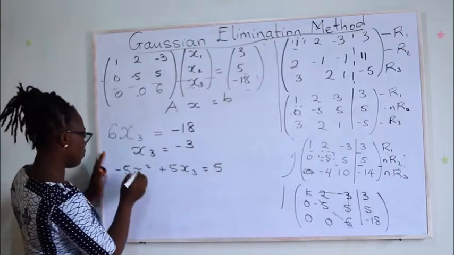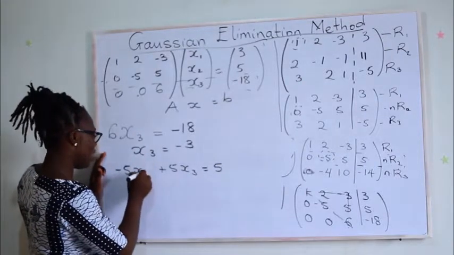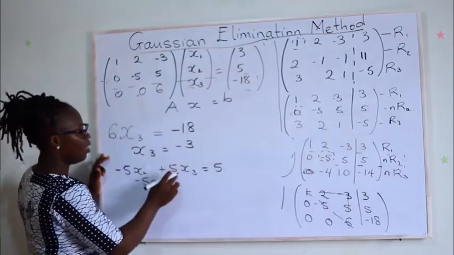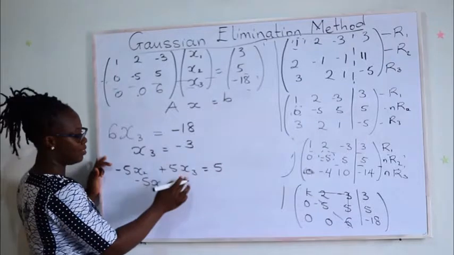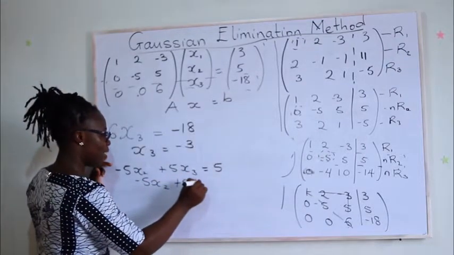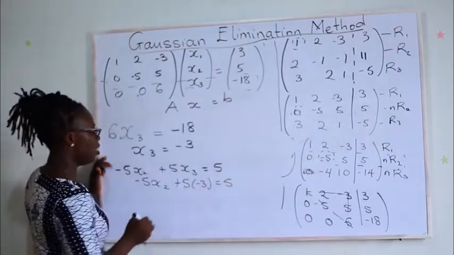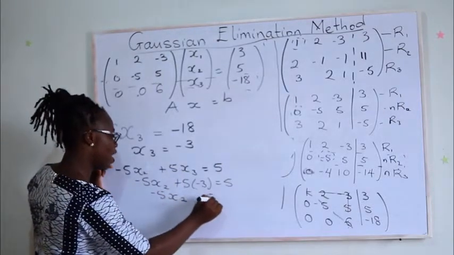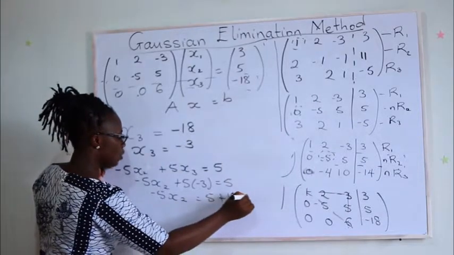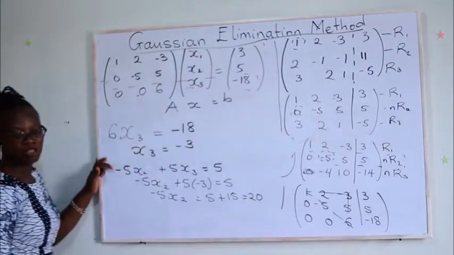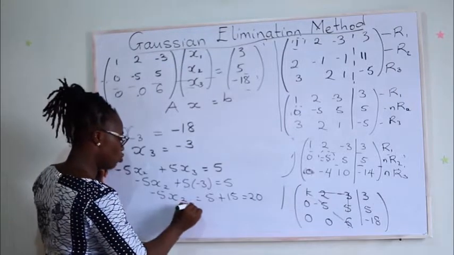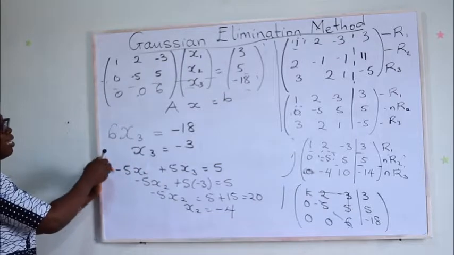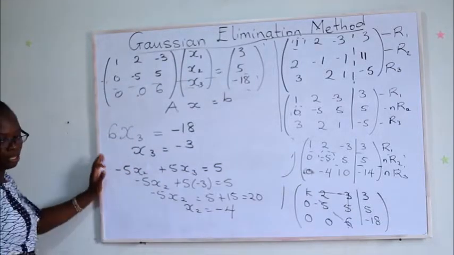So you realize that from here I have minus 5x2 to be equal to, let me write, 5 minus 5 times minus 3 equal to 5. If you try solving, you have minus 5x2 to be equal to 5 plus 15, which is 20. So you realize that your x2 is going to be equal to minus 4.